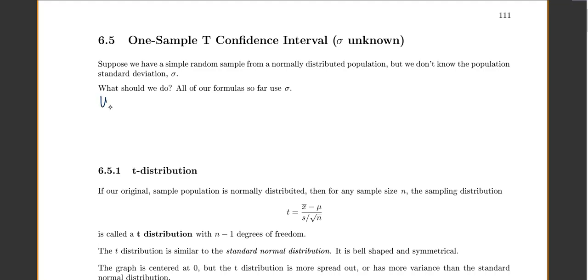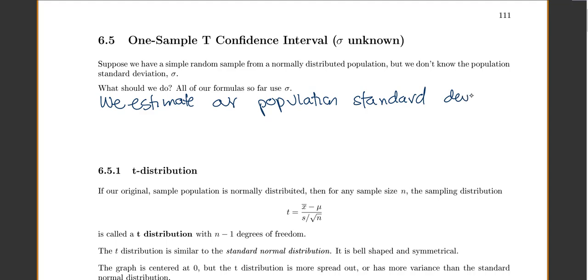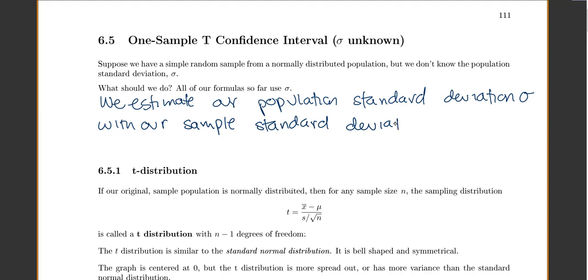So what we will do is we estimate our population standard deviation sigma with our sample standard deviation S. That makes sense, right? If you don't know your population standard deviation, estimate it with your sample standard deviation.